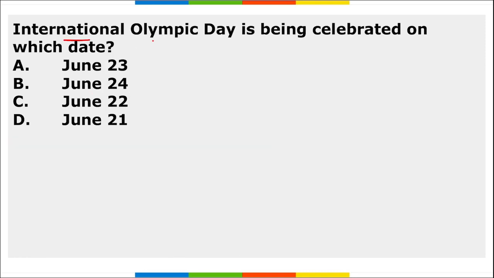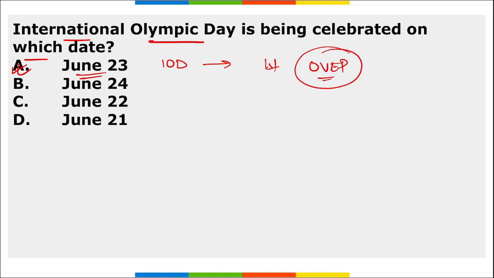Next, International Olympic Day is being celebrated on which day? When do we observe International Olympic Day? So remember, on 23rd of June we observe International Olympic Day. And remember, the first Olympic Values Education Program, that is OVEP, the first Indian Olympic Values Education Program was set up in Odisha. You have to remember this also. This is also an important question.